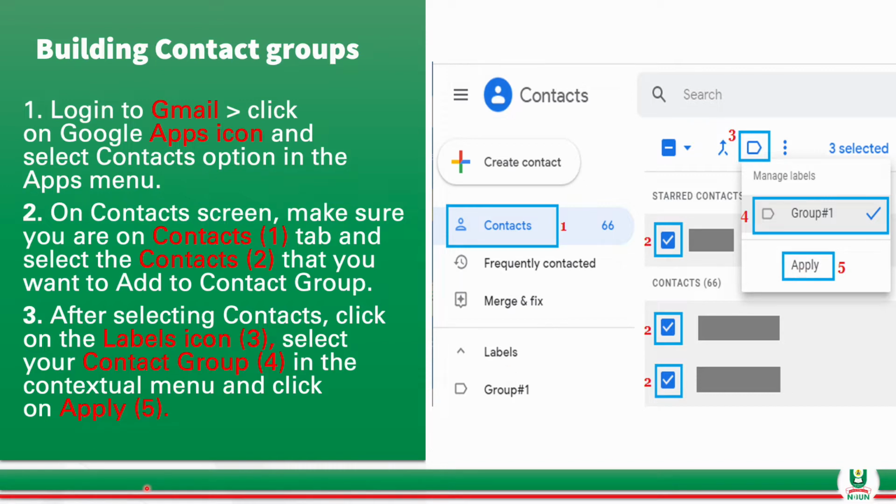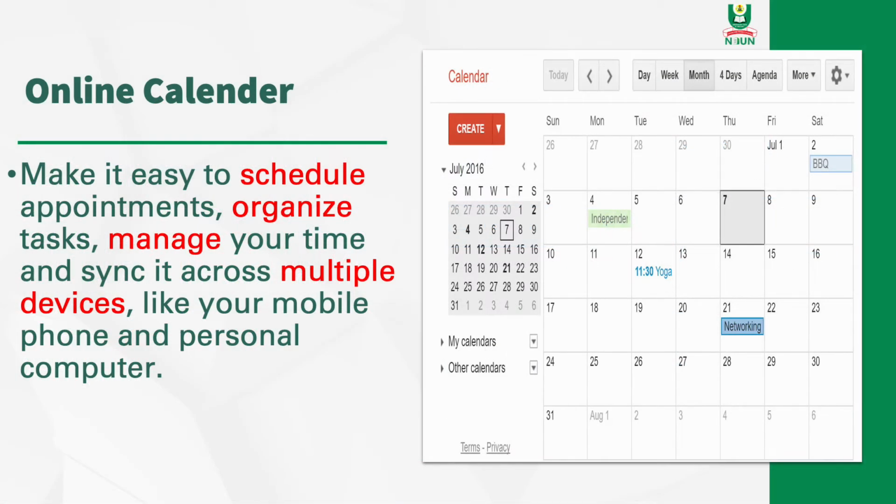Now, we will look at online calendar, just like we looked at the contacts. Online calendars are very easy to use. The email provider has made it very easy for us to schedule our appointments, organize our tasks, manage our time, and also synchronize all of this into our mobile system and personal computer, and to be reminded of our schedules and the tasks that we want to achieve. This is what it looks like. Let's look at how we can actually set it up.